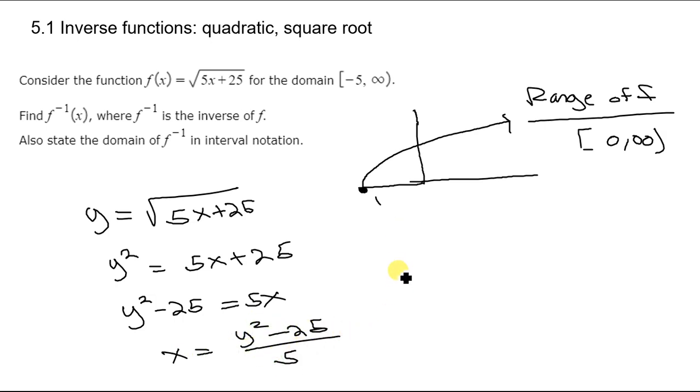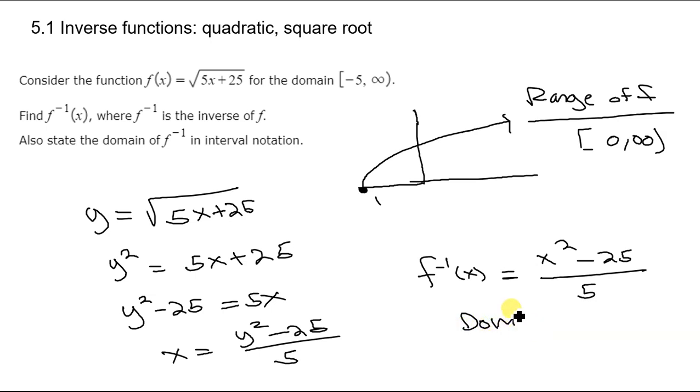So now we know the inverse function. f inverse of x, doing the relabeling, is equal to (x squared minus 25) divided by 5. And the domain of this is the same as the range of f, which is 0 to positive infinity.